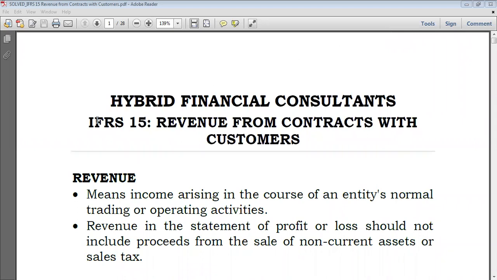And today we're just going to take a look at a new standard called IFRS 15. Actually, this standard speaks of revenue from contract with customer. It simply speaks of revenue recognition from contract with customer. How do you recognize revenue?